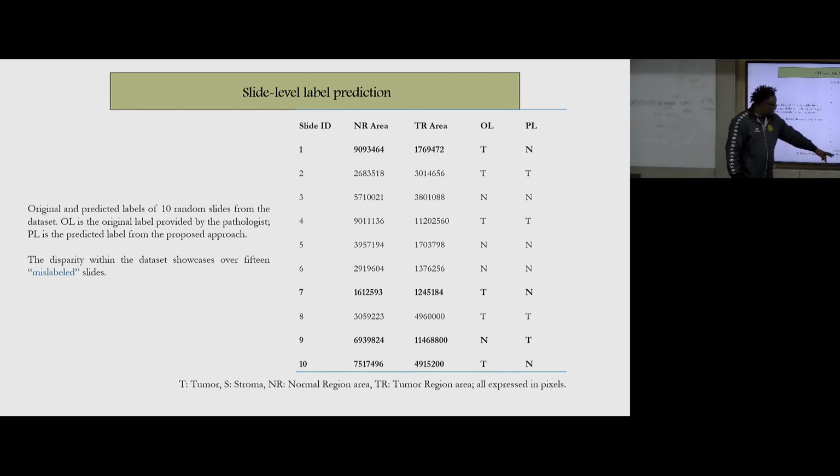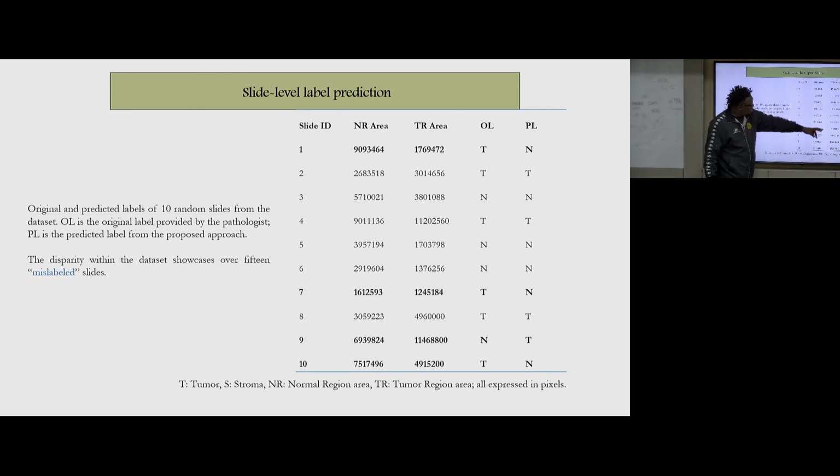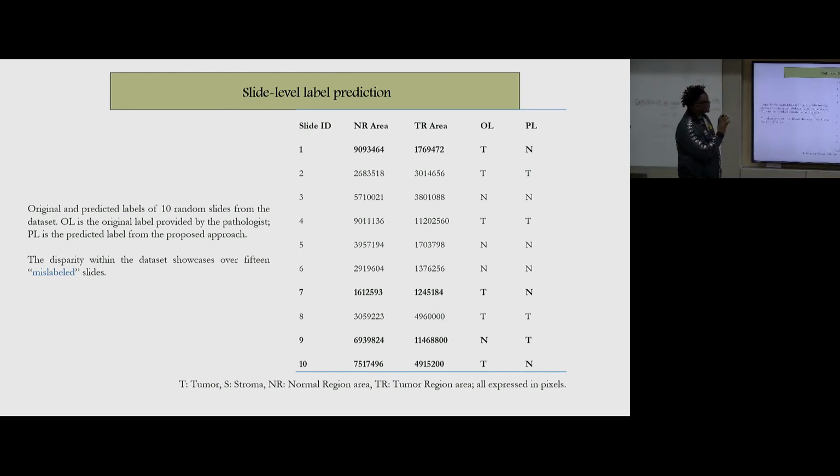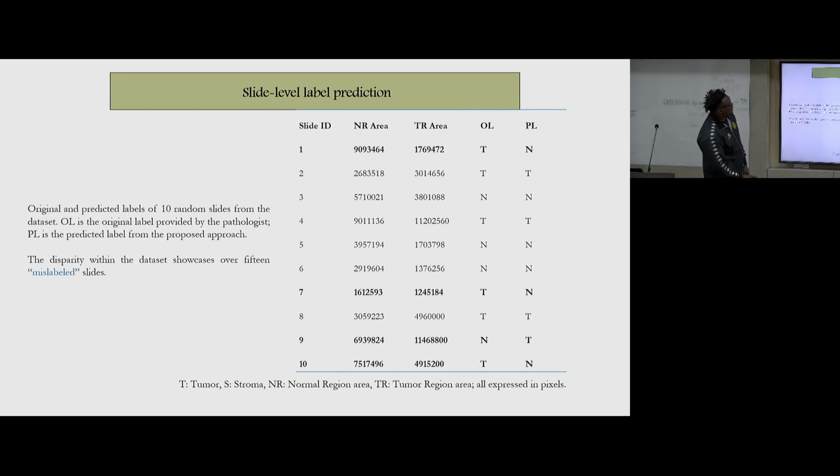I think it's the normal region area, this one. And I have a tumor region area, and then I have all pixels, the total pixels that I have. They are expressed in pixels. So look at what happens.